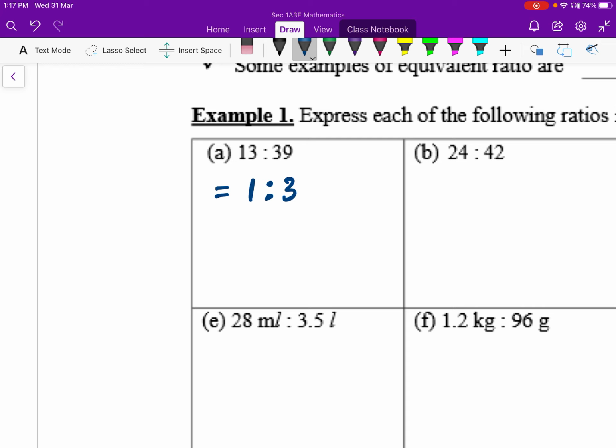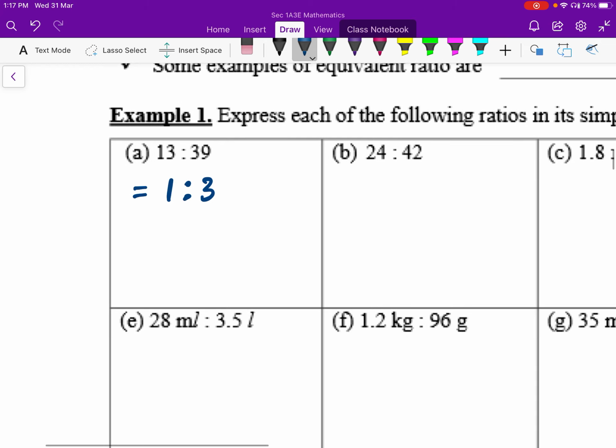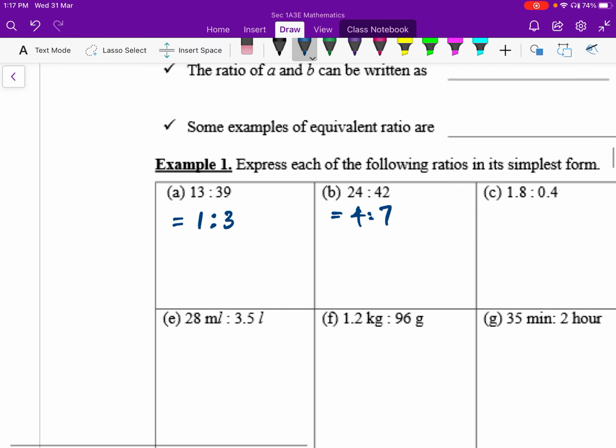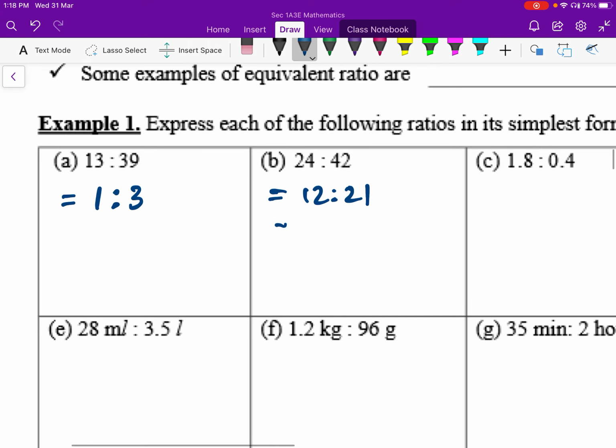What about the next one? What can you divide by? Divide by 2? 3? 6? Divide by 6. Let's see what happens when we divide by 6. We get 4 is to 7. Now, if you did not divide by 6, if you had divided by, for example, 2, you get 12 is to 21. Then you realize that I can divide by 3 again, and then you get 4 is to 7. So divide by 6, 4 is to 7.